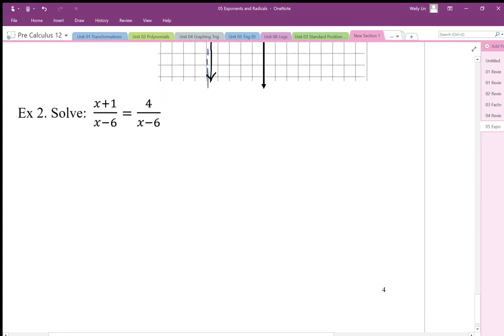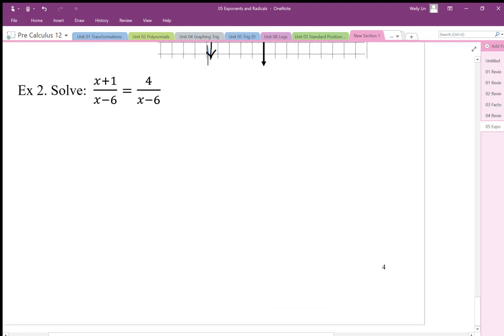This one here is solving rational equations. We're just going to solve this. To solve this, we first need to make sure that we state our restrictions. So x can't equal positive 6, because if x is equal to 6, we're dividing by 0, and we can't divide by 0. Once I've established that, I don't like these fractions. I'm just going to get rid of the denominator by multiplying by the common denominator.